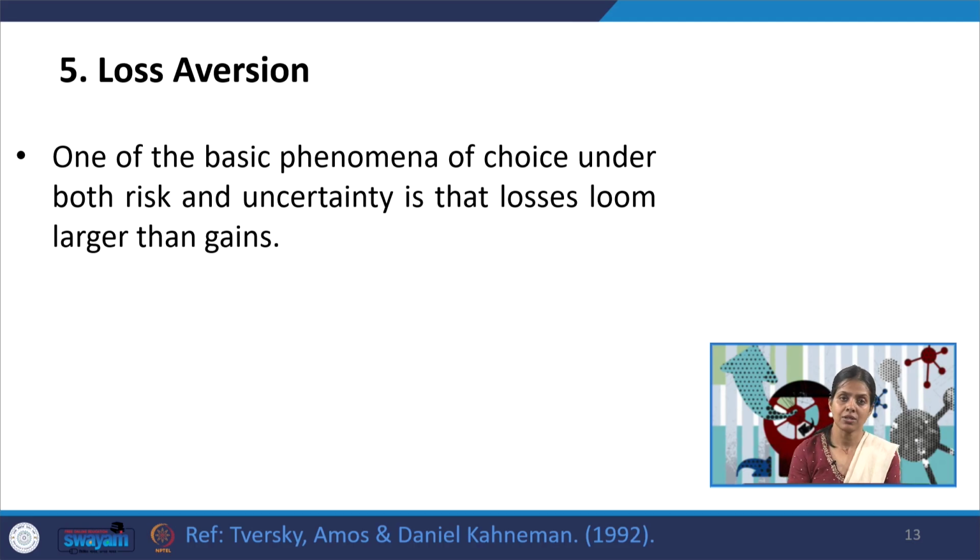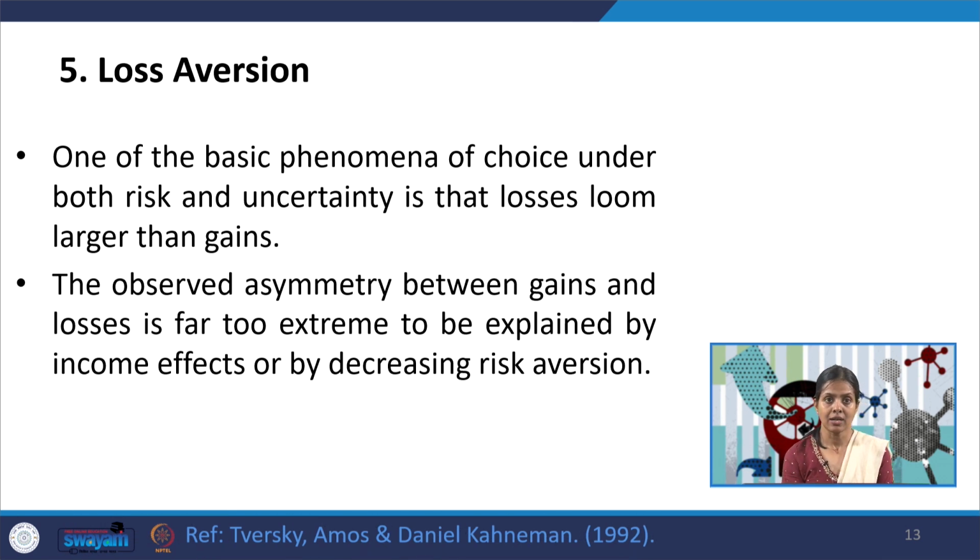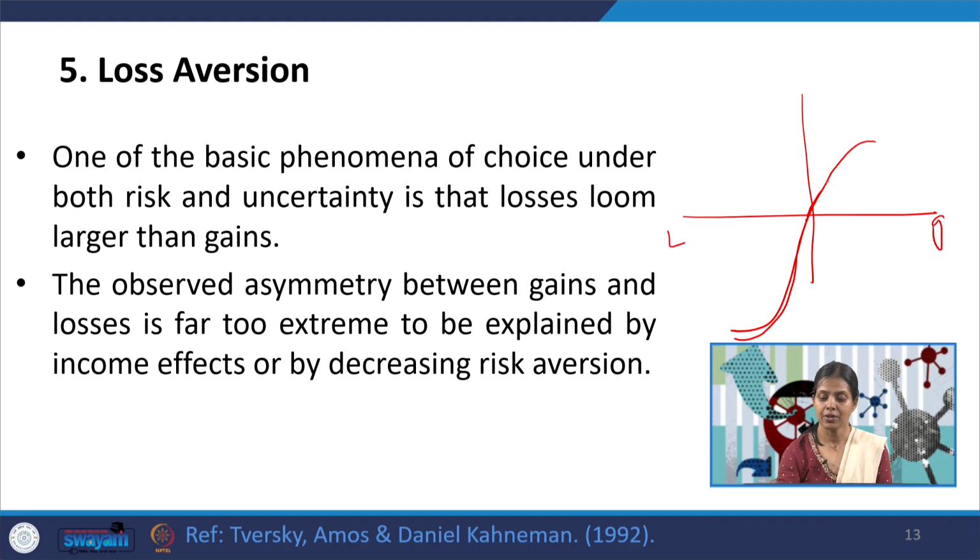And the fifth dimension is loss aversion. One of the basic phenomena of choice under both risk and uncertainty is that losses loom larger than gains. So, I must tell you that risk seeking was covered in the original version of prospect theory. Similarly, loss aversion was also talked about in the original version of prospect theory. The observed asymmetry between gains and losses is far too extreme to be explained by income effects or by decreasing risk aversion. In this context, let me remind you that we have this S-shaped utility function where the slope of the function is much steeper in the domain of losses as compared to the domain of gains. So, this is what reflects the concept of loss aversion.